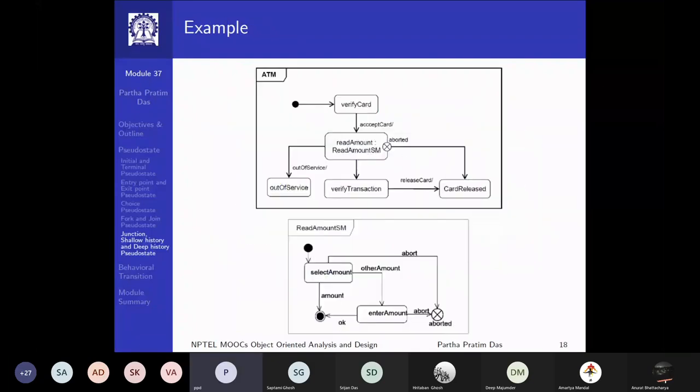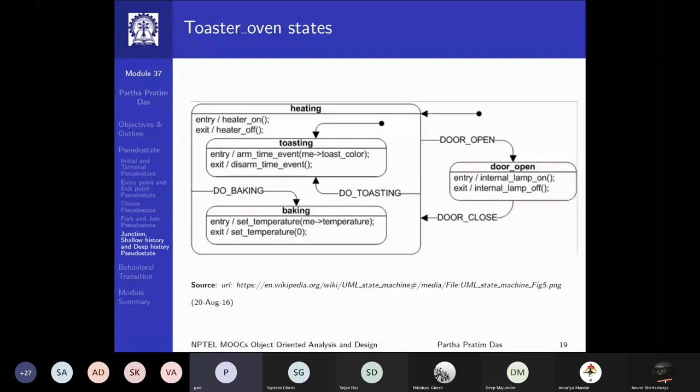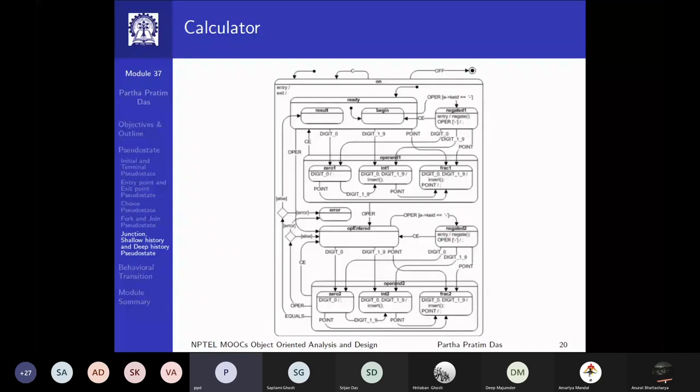So these are the examples that we saw through. Toaster oven is another example you can go through. There's a more detailed example. I suggest that you take a little bit of time and try to go through this. I collected it from somewhere, I forgot. This is a state machine of a simple calculator, which does different operations. So you can see a calculator can be viewed obviously as a state machine, and that's what is being described here.